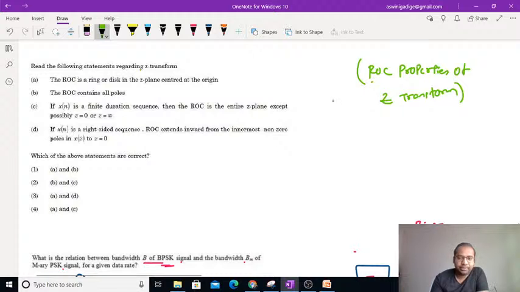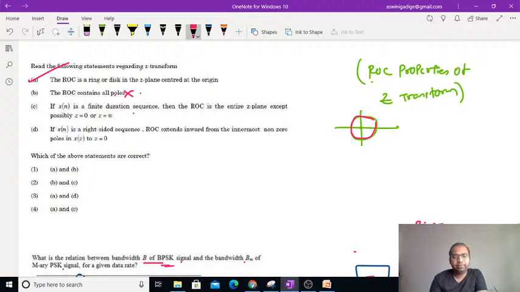Hi Suresh, good afternoon. ROC properties of the Z transform. So coming to the ROC properties, the ROC is a ring-like structure which is centered at the origin. So the first one is correct. And the ROC contains all poles. Whatever region of convergence we are taking, it should not contain any poles. So it is a wrong one.